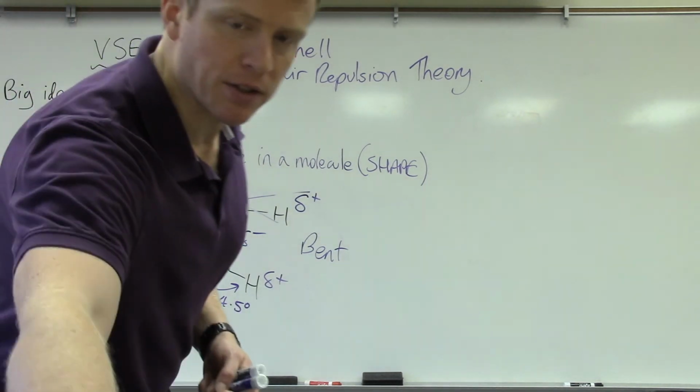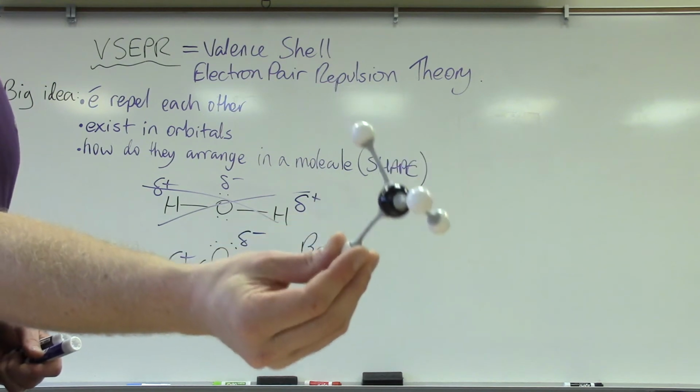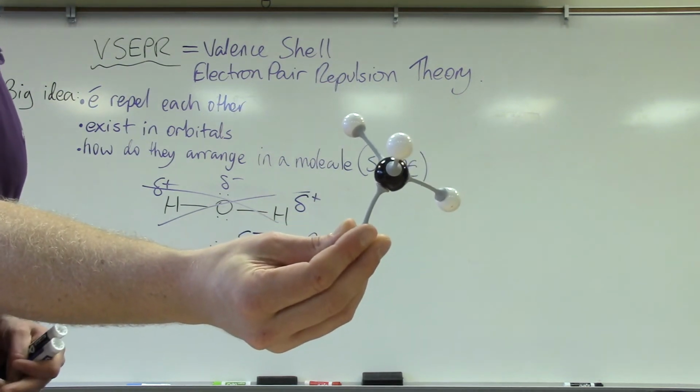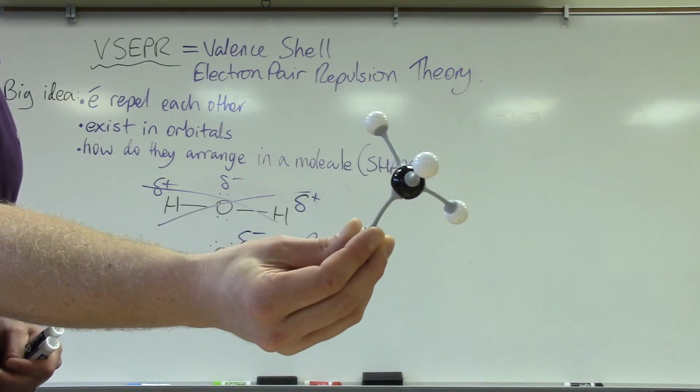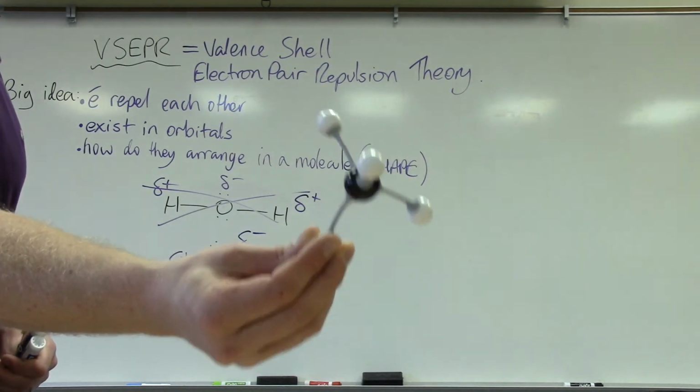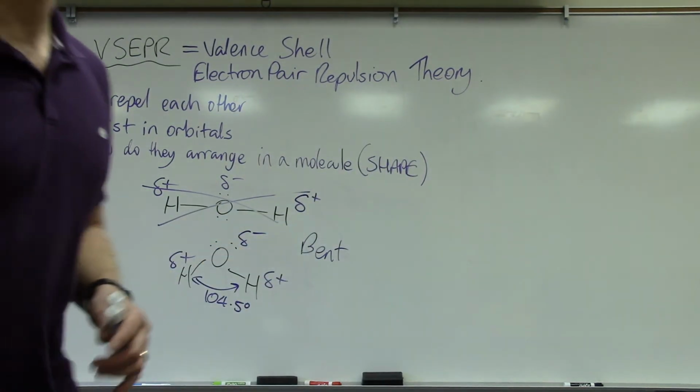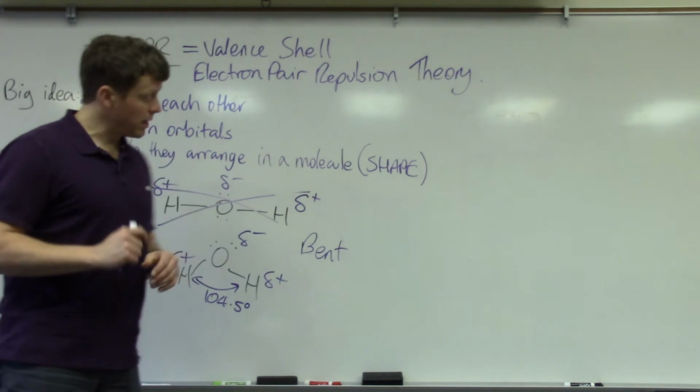So remember, this is the tetrahedral shape. Those bond angles in between two of the white spheres would be 109.5 degrees, and that's because you've got 0 lone pairs and all bonded pairs. So they're all repelling each other equally.